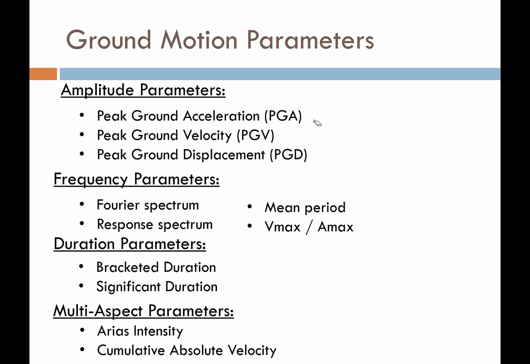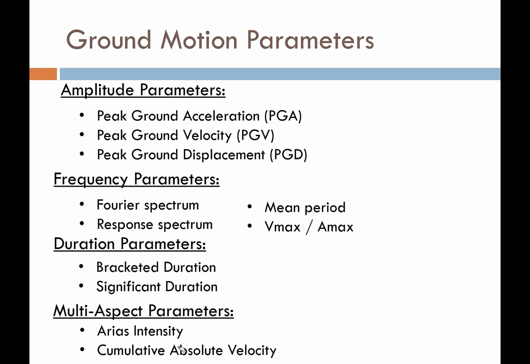But you can see some frequency parameters, you can see some duration parameters, and then there's a few parameters that fall into multiple bins. For instance, the Arias intensity. This measures the area underneath the curve of the acceleration time history. So it's like an integral of a squared value. And so what you're doing is you're measuring the energy produced by that particular time history. So that is a function of the amplitude, the frequency, and the duration of the earthquake.